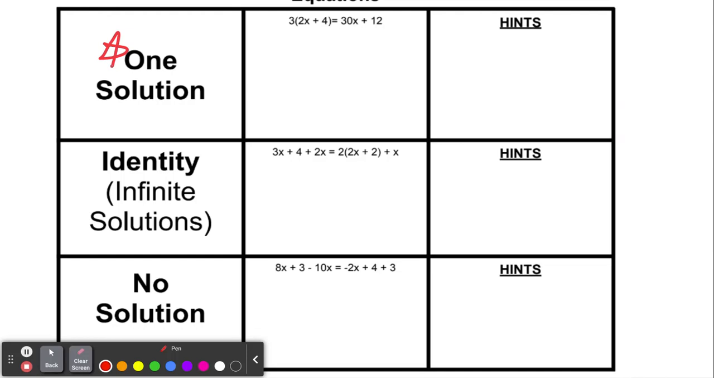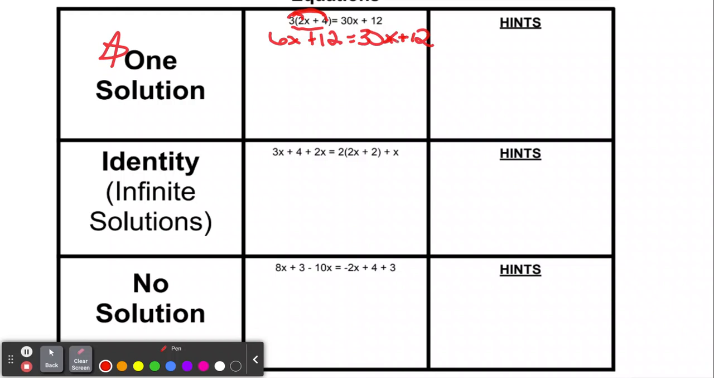To solve this equation, we first need to take care of these parentheses. And we know to take care of these parentheses, we need to take the 3 and multiply it by what's inside of each group. So 3 times 2x would give us 6x. 3 times 4 would give us a positive 12, so 6x plus 12 equals 30x plus 12.